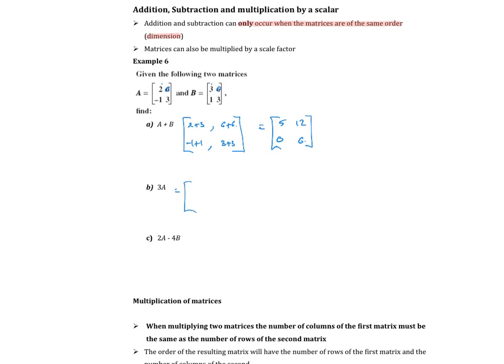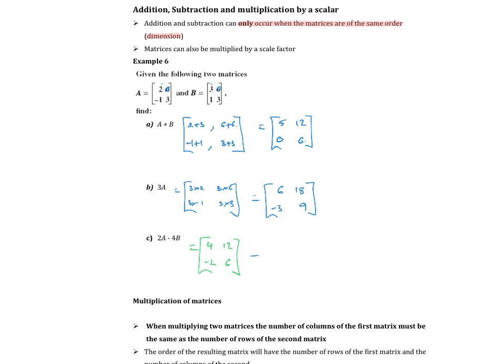So 3 times A means 3 times 2, 3 times 6, 3 times -1, and 3 times 3, which is equal to 6, 18, -3, and 9. Then obviously something like 2A minus 4B, we just evaluate 2A, evaluate 4B, and subtract them. So we might go, well, that's equal to, what is 2A? 2A is 4, 12, -2, 6.